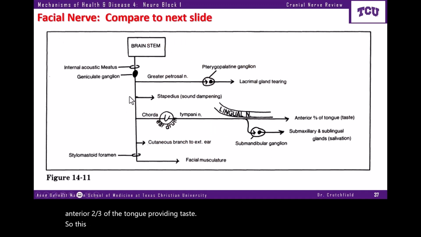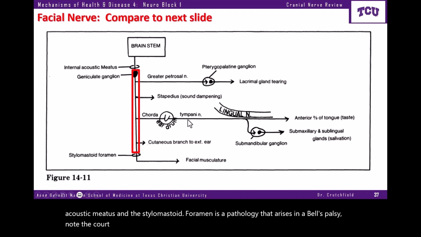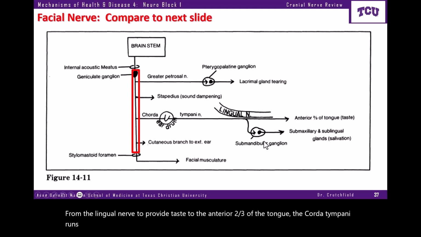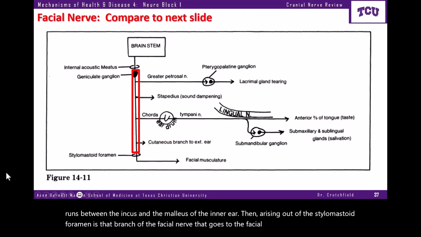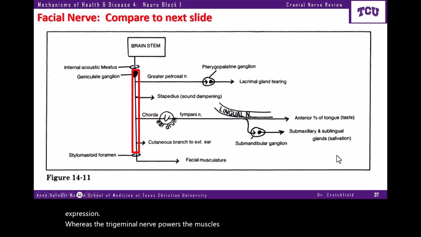So this is just a different way of looking at the same information. Between the internal acoustic meatus and the stylomastoid foramen is a pathology that arises in a Bell's palsy. Note the chorda tympani, a branch of the facial nerve, joins with V3 from the lingual nerve to provide taste to the anterior two-thirds of the tongue. The chorda tympani runs between the incus and the malleus of the inner ear. Then, arising out of the stylomastoid foramen is that branch of the facial nerve that goes to the facial muscles, the muscles of facial expression, whereas the trigeminal nerve powers the muscles of mastication.